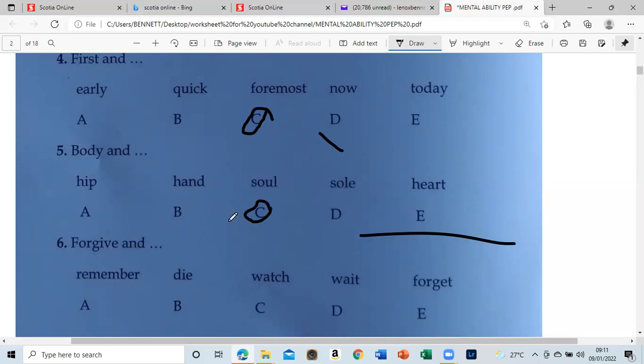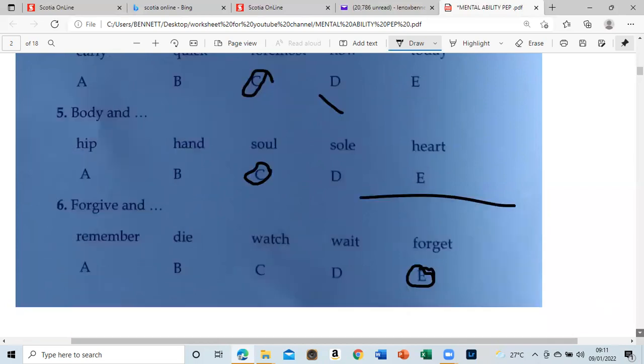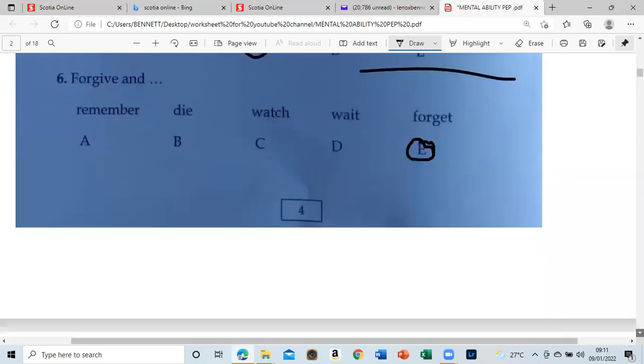Number 6, forgive and remember, forgive and die, forgive and watch, forgive and wait, or forgive and forget. You say forgive and forget. You can say, he violated me now, but I forgive him and forget it. All right.